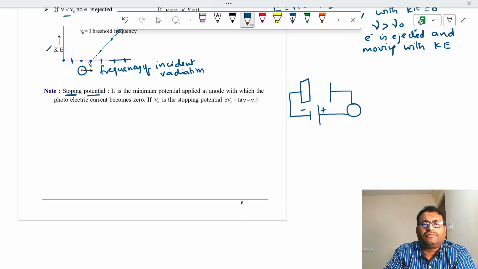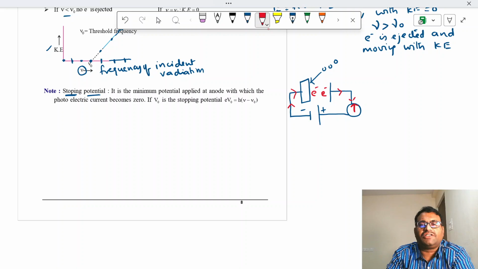So now photons are falling on the metal, electron comes out, and it is moving with some kinetic energy. How much electricity is flowing through the circuit is shown in this ammeter. So flow of these electrons in the circuit is called electricity. The amount of electricity is shown in this ammeter.